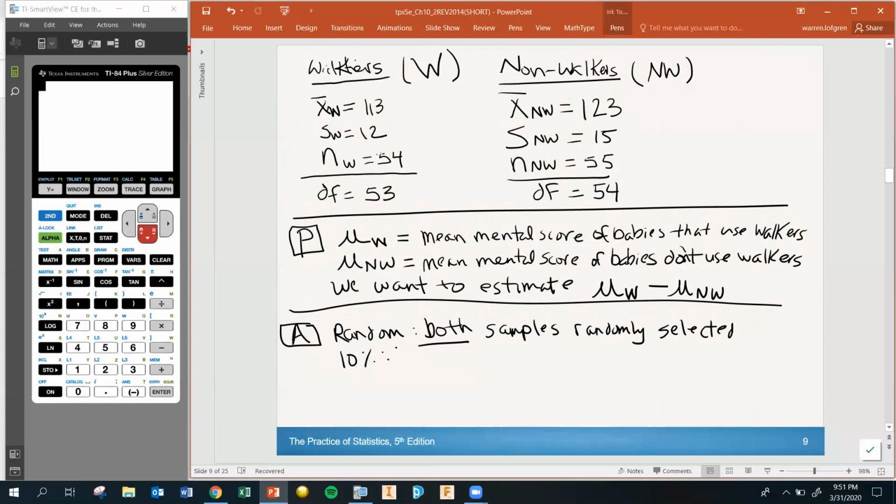Second condition was the 10% condition. And I do have to check this. This was not an experiment, so we did take samples. I have to make sure my samples are both, neither one is too big. They have to be smaller than 10% of the population.